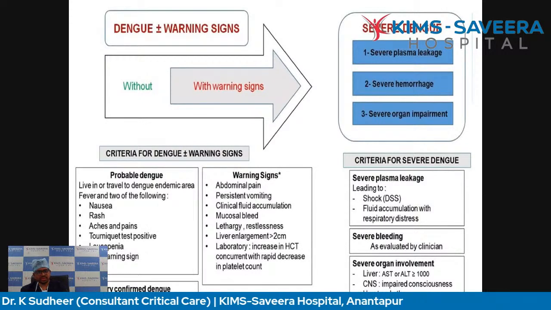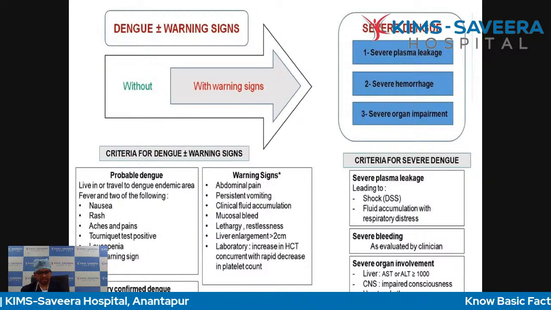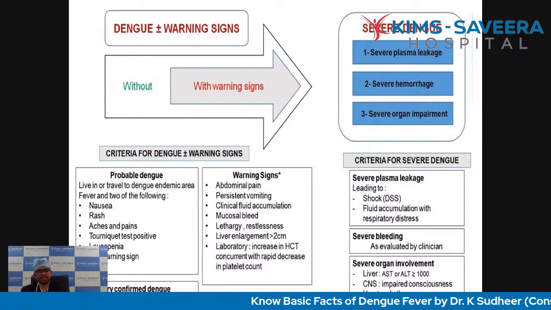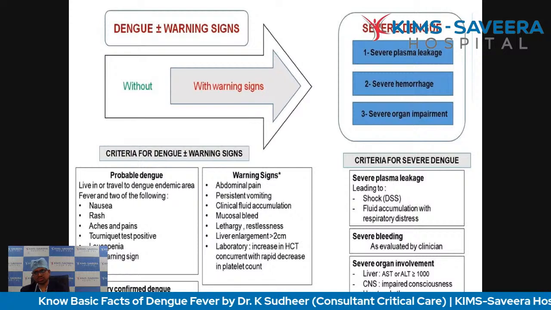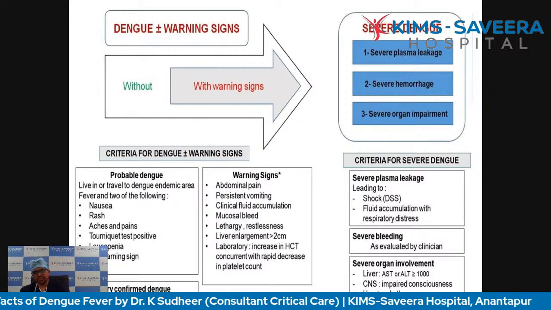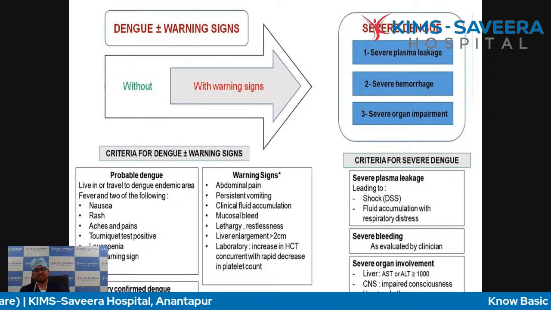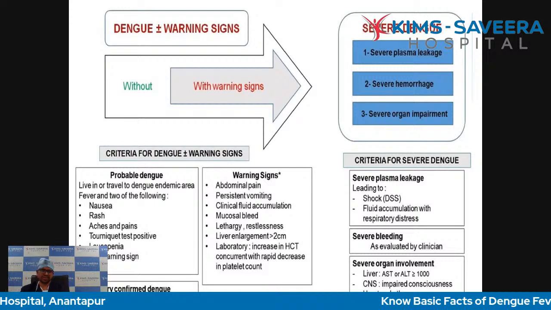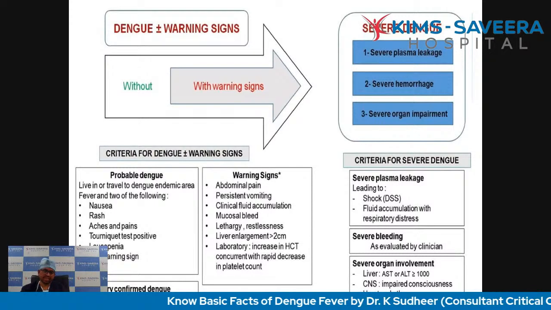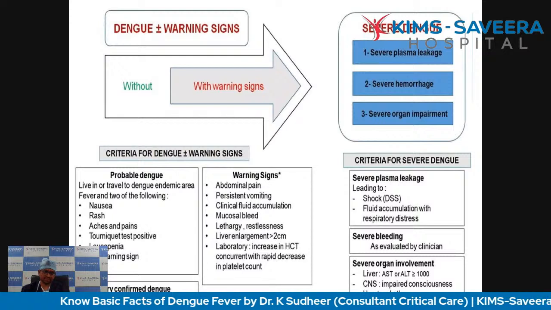Severe dengue is like shock. His BP will not be recordable. His total face or body will have anasarca, where his whole body will be swelling, and bleeding from any site, like nose or mouth, or through bloody vomiting or stools, and any organ dysfunction. If we do laboratory tests, there may be liver dysfunction or CNS impairment with altered consciousness. All these are the criteria of severe dengue fever.